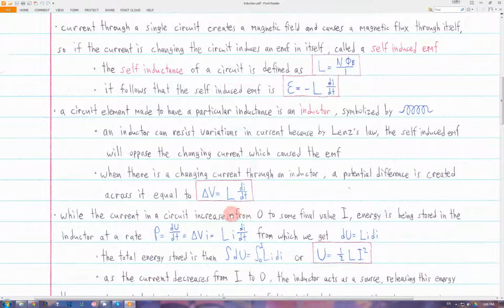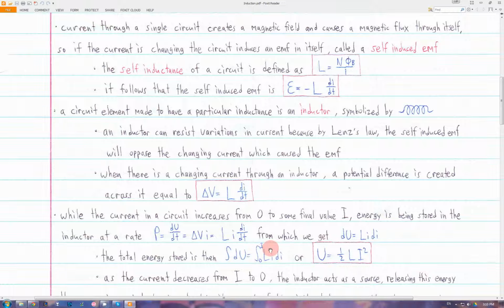Remember, by Joule's law, the power that a circuit element uses is the potential difference across it times the current through it, or in other words, I times delta V. Plugging in the potential difference across an inductor, L times di/dt, we get this expression. Then since power is the time derivative of the energy, dU/dt, you can multiply both sides by dt to get dU equals L i di.